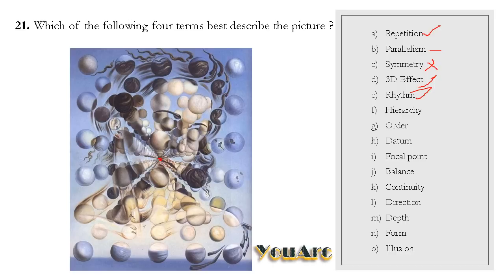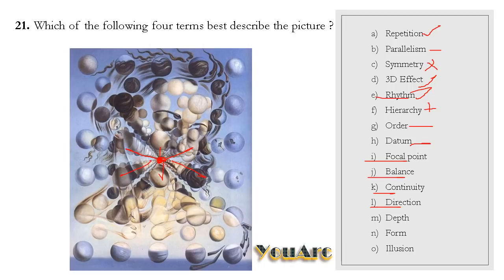Hierarchy, so I can't feel hierarchy here. Order, yes, it follows some order, it follows some datum. Focal point, definitely, yes, it follows some focal point. See this particular point. Balance, yes, it has balance. Continuity, yeah, there is some continuity and direction happening in this figure. See this movement is continuous and the direction is also there.